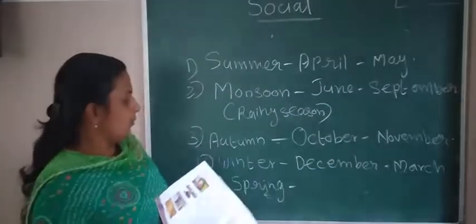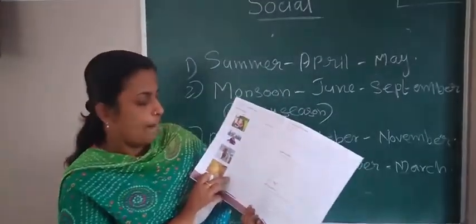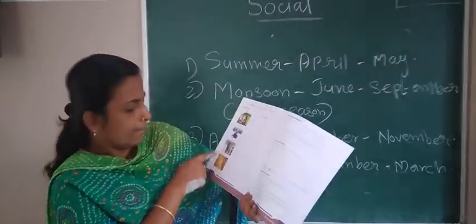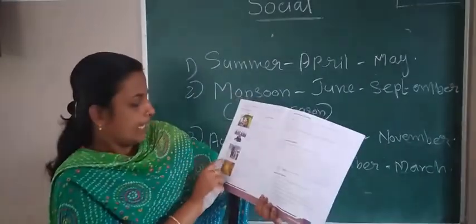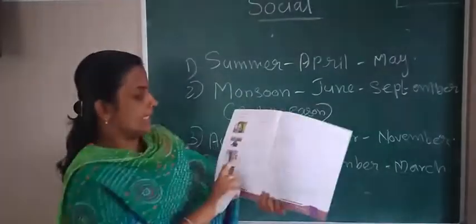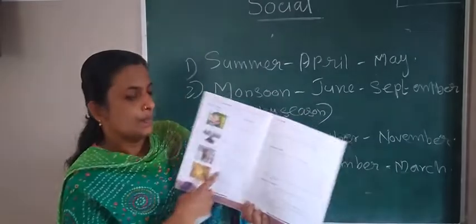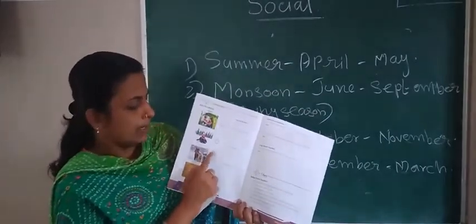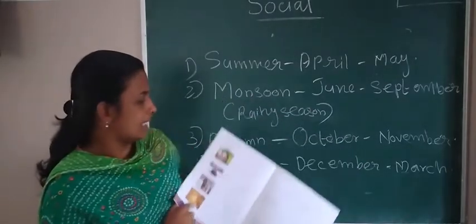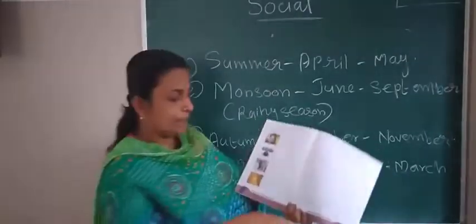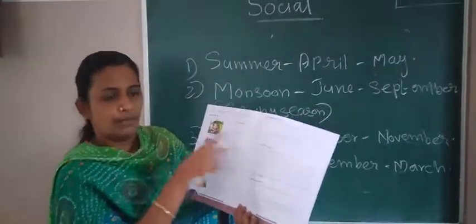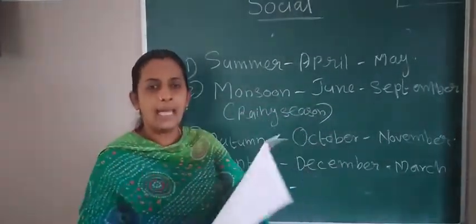And the next one is winter season. Winter season, you know, December to March. So you have to write here, which one? C. Next, monsoon or rainy season, June to September. So here which one? B. And the 11th one is autumn season, October to November. Which one? A. Take a photo and submit it as your homework.